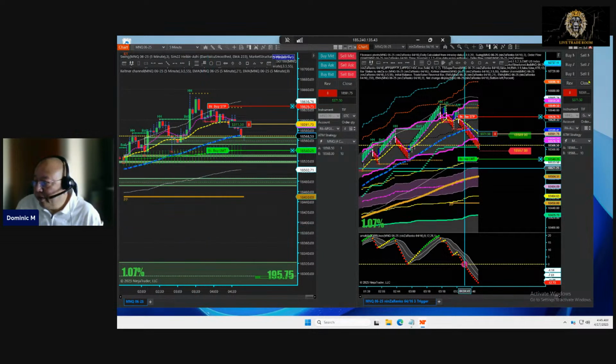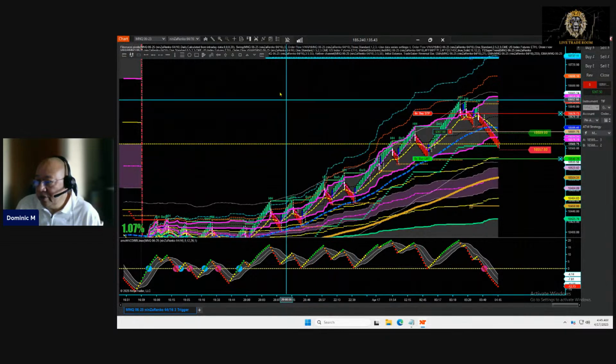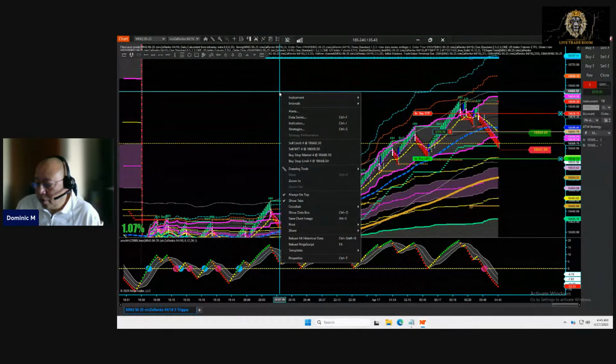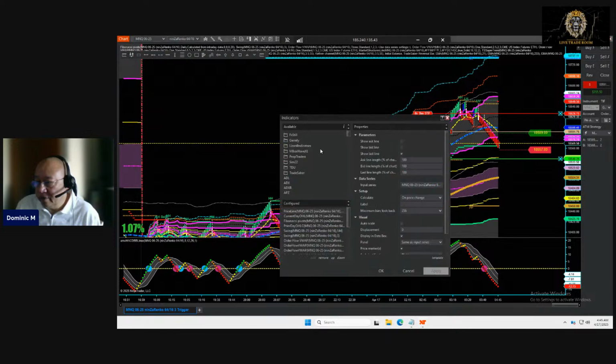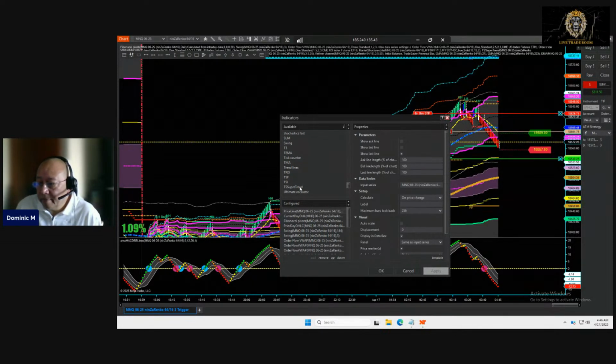Okay, so you're done there. This is the next thing you do here, Ivan: go right here on your chart, right click on your mouse, go to indicators, and look for that indicator. That trend should be somewhere here. It should be under T. Everything's all done by, let me see, trend. Yeah, right there. So click on that.